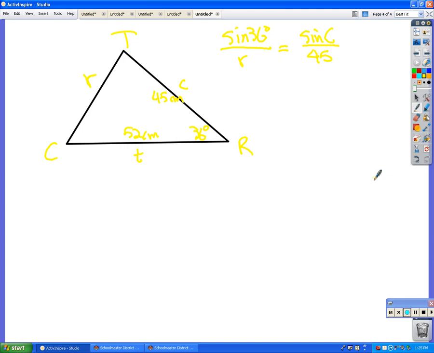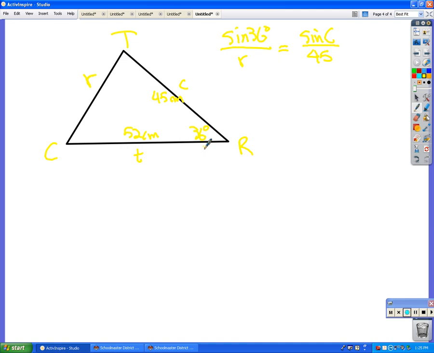Okay? What's the problem with that equation? There's two variables in there, R and angle C. And so in this case right here, we can't use the law of sines to figure that out. Okay? And so that's when the law of cosines comes into play. So when you have a situation like this, where you know two of the sides and the angle in between them, that's when you're going to want to use the law of cosines.